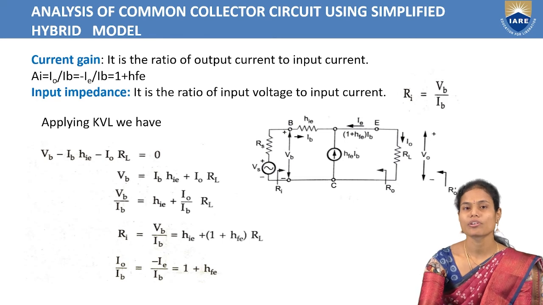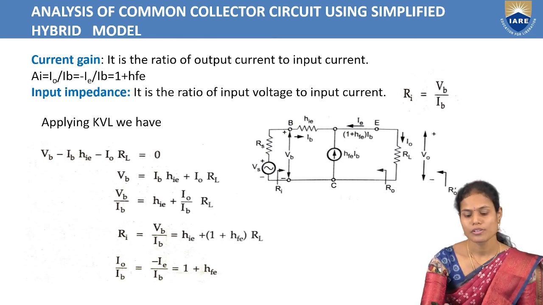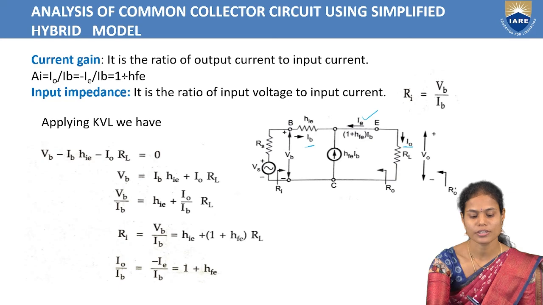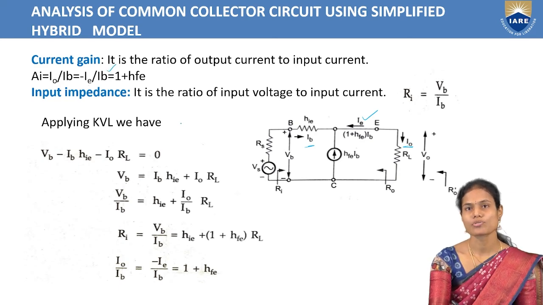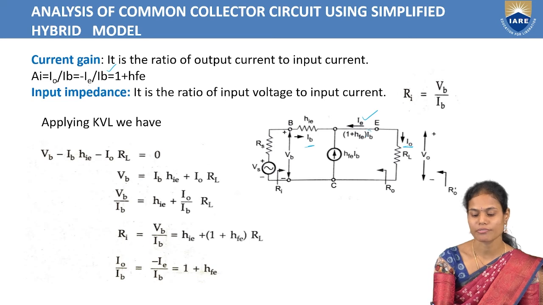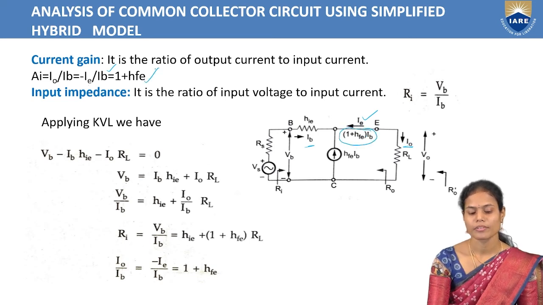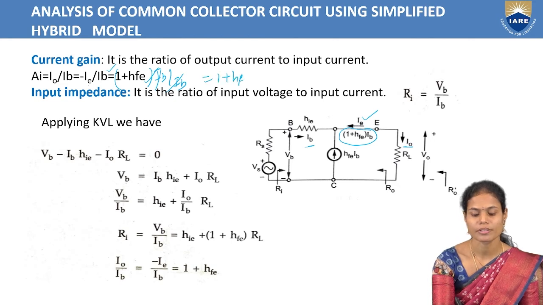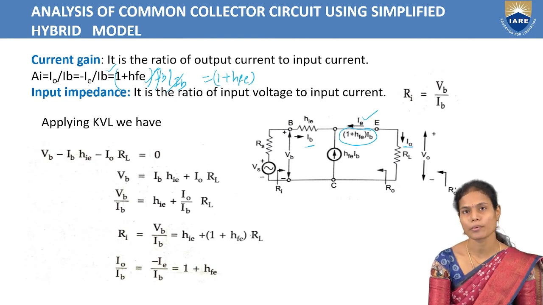So again, current gain is the ratio of output current to input current. So from the approximated circuit, the output current is I0 here and the input current is IB here. So I0 by IB. And the output current is nothing but the emitter current, and the direction of this one is opposite to I0. So that's why here it is minus IE by IB. So this value is minus 1 plus HFE into IB by IB. So these two will get cancelled. So that's why it is minus 1 plus HFE, the current gain in the approximate model.